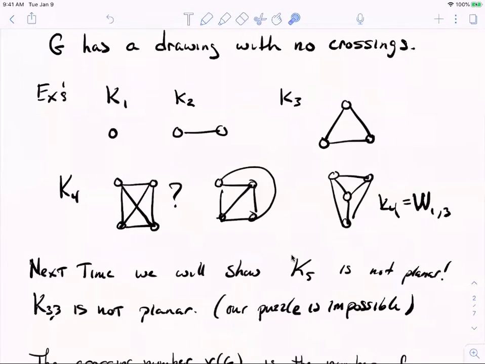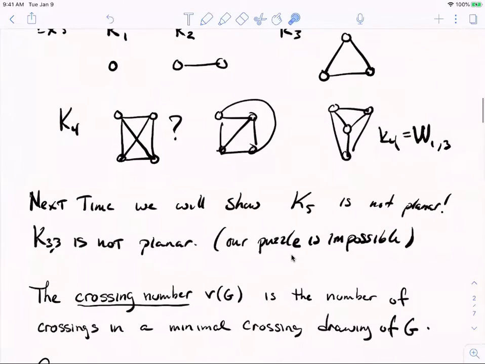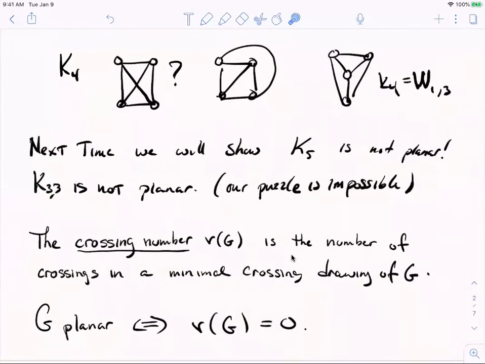We won't prove all of the things that we're going to say, but we'll give a characterization of planar graphs next time. But I'm going to leave that as this sort of suspenseful moment, and you'll come back.